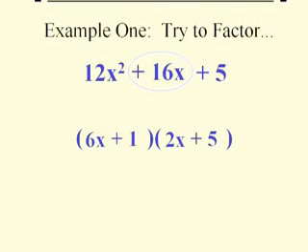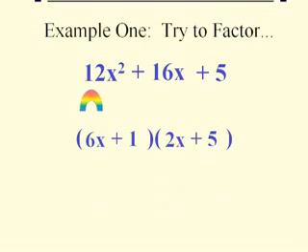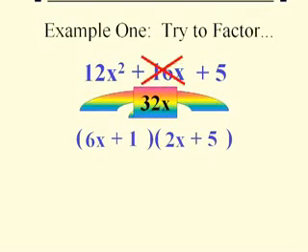The rainbow has to give me 16x. Let me check it. I'm going to do what you call check the rainbow. That's a 30 and a 2. That makes 32. That's not it. So I can admit I'm wrong. And don't erase this one. I just try another.